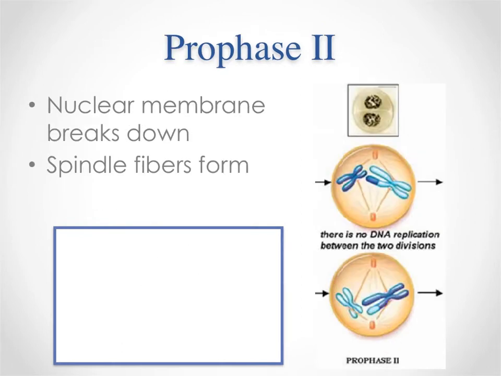In prophase 2, the nuclear membrane breaks down, the spindle fibers form, and our 2 cells are getting ready to divide again.